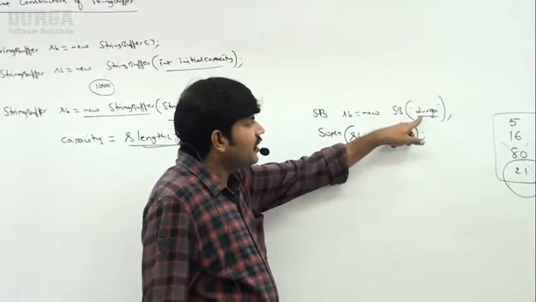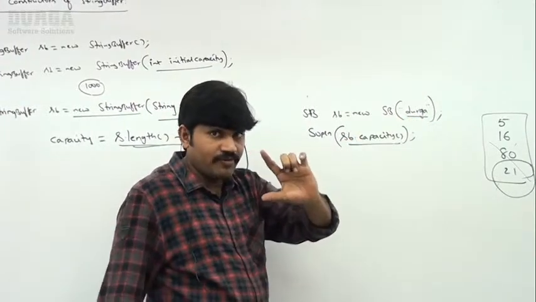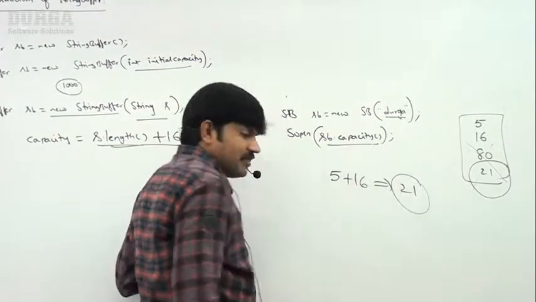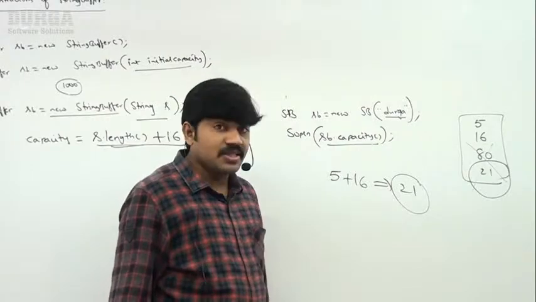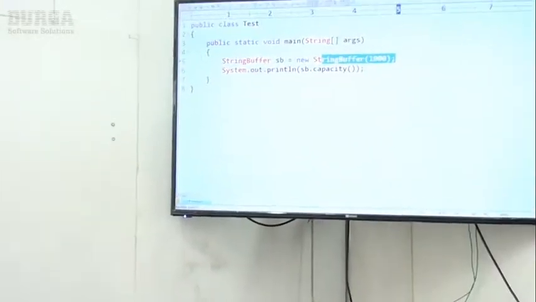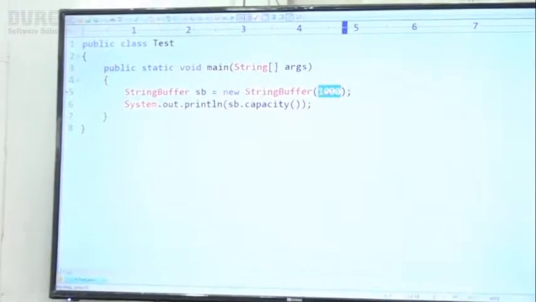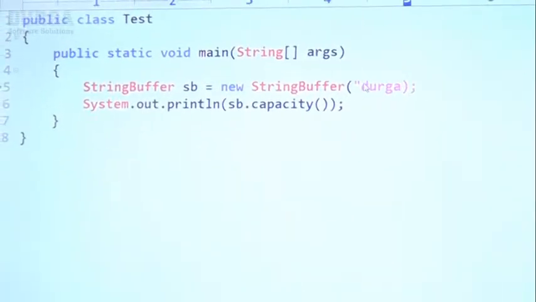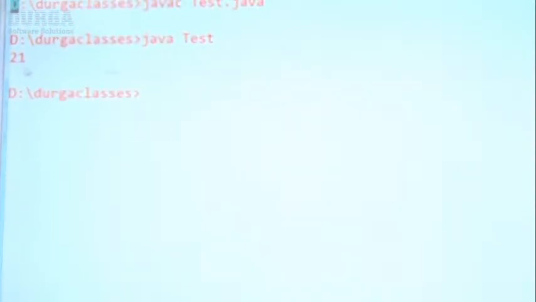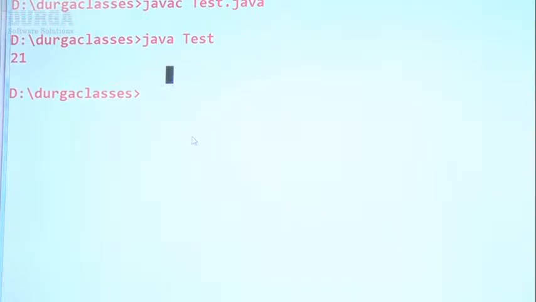Now, sir, what is s.length()? s.length() means 5. 5 plus 16, its value is 21. Sir, is it real? Can you please execute and show? You people may ask. Now observe carefully. Here, StringBuffer sb = new StringBuffer("Durga"), and then sb.capacity(). What is the answer we are going to get? Is it 5 or 16 or 21 or 80? 21 itself is the answer. I hope everyone can see.